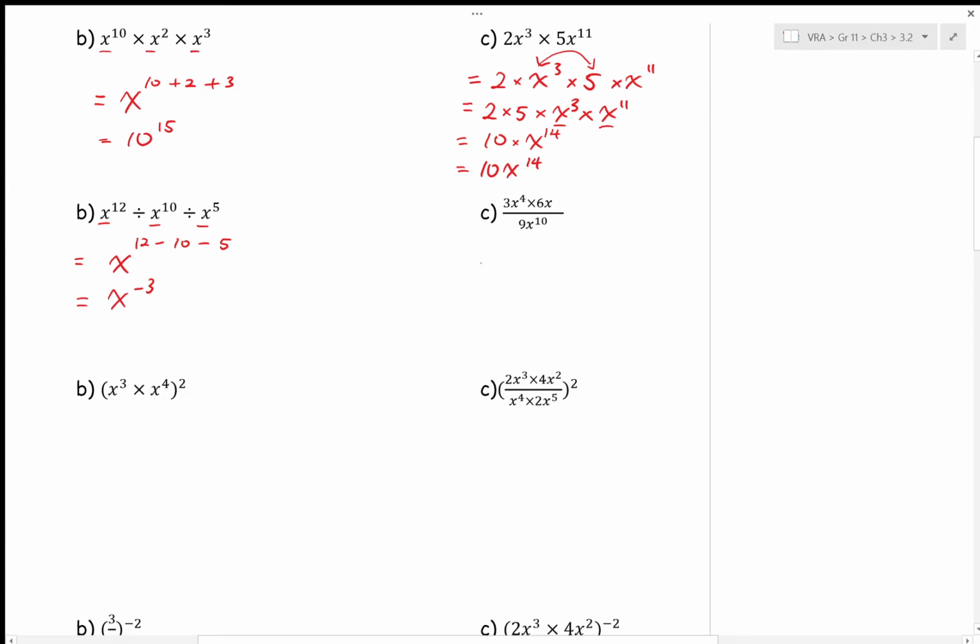Now, next one. This time we have coefficients. Again, always work with the coefficients. So let's take a look at the numerator first. Let's just leave the denominator for now.